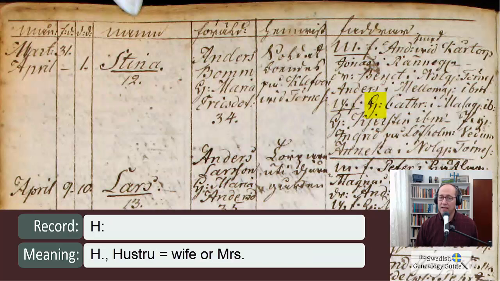And then we have the capital H, which stands for hustru, meaning wife, or in this case it's Mrs. And then her name has been abbreviated C-A-T-H-R for Katrina or Katrin. The letter I means at or by, and she's living at Masagård. And then you have this IB, which is another way of writing the Latin word ibidem.